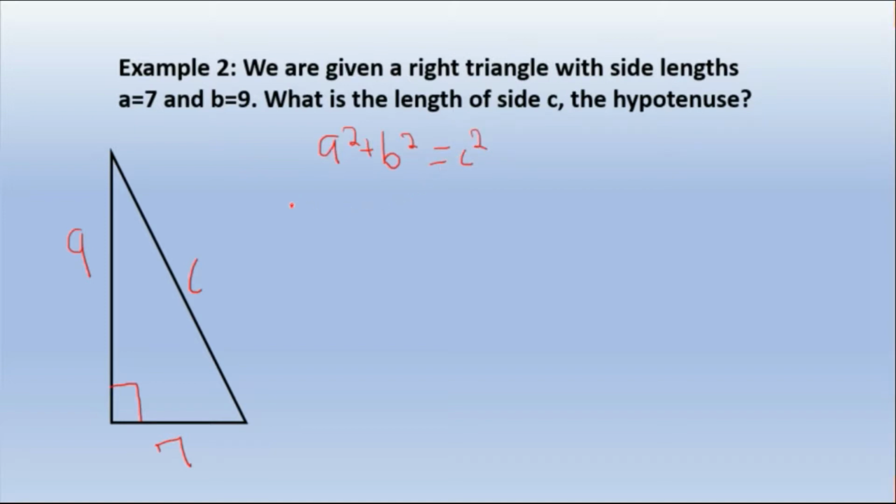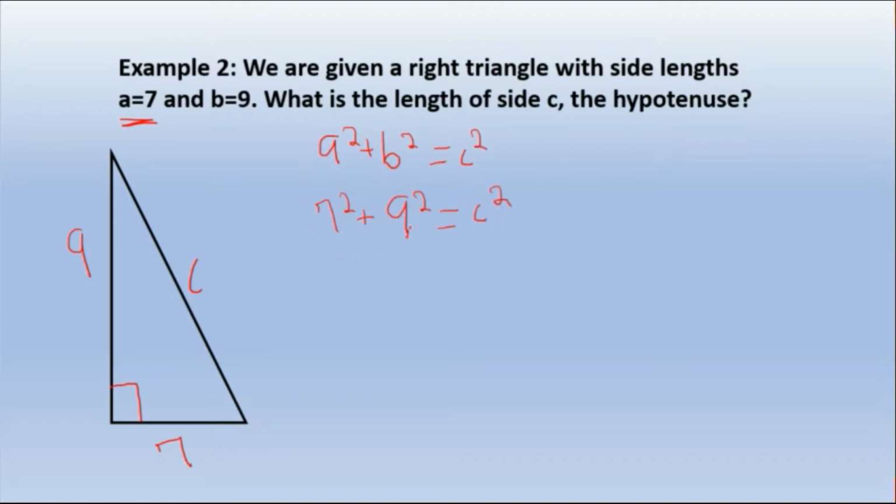Okay. So our a is 7. It says right here in the problem, 7. So 7 squared. Our b is 9. Nine squared, and we're just left with c squared because we don't know that yet.